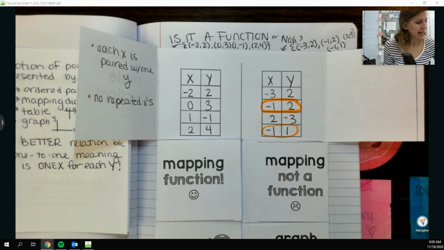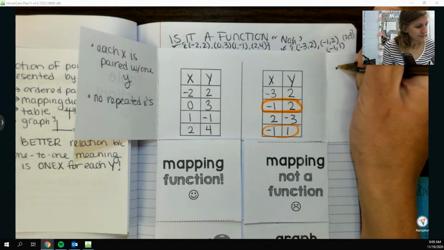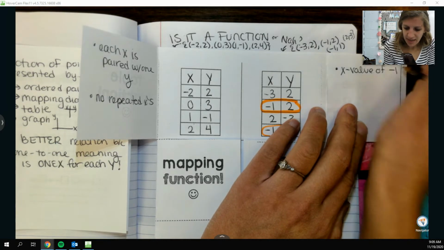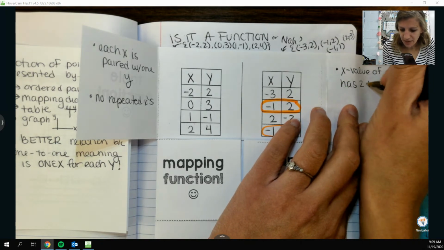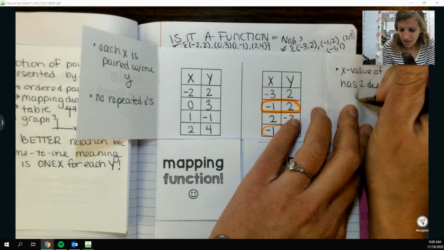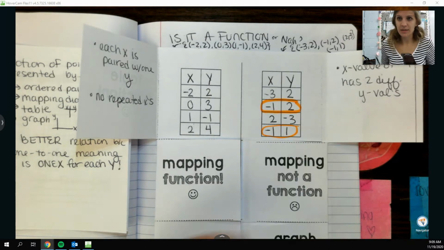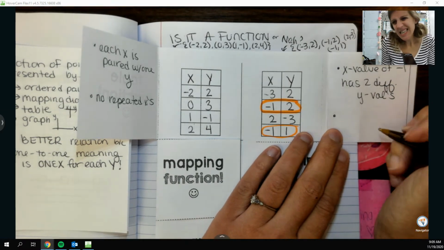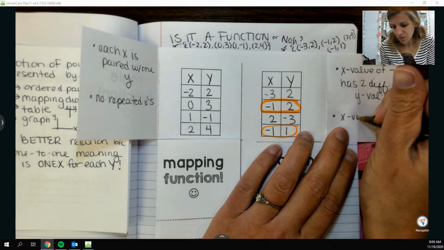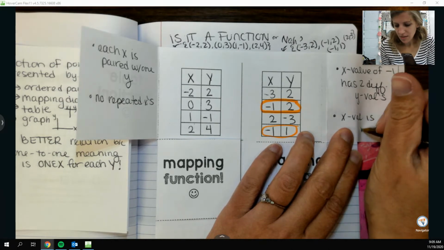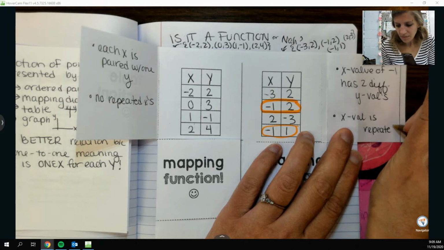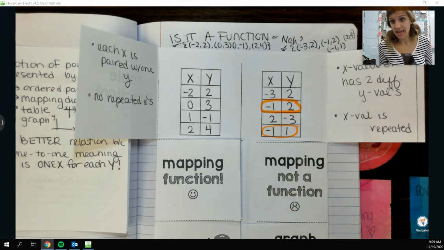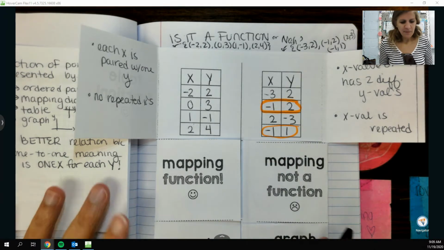Okay, so I can tell that this is not a function because the x value of negative 1 has two different y values. He's got that main chick, he's got that side chick. That's not okay. So really, in simple terms, there is an x value that is repeated. Now notice that it doesn't matter that the y values are repeated. That's okay. So don't worry about it.